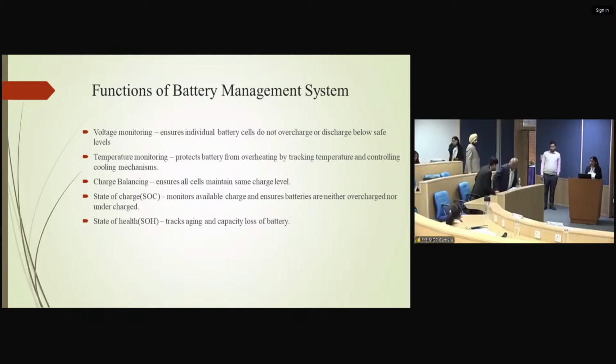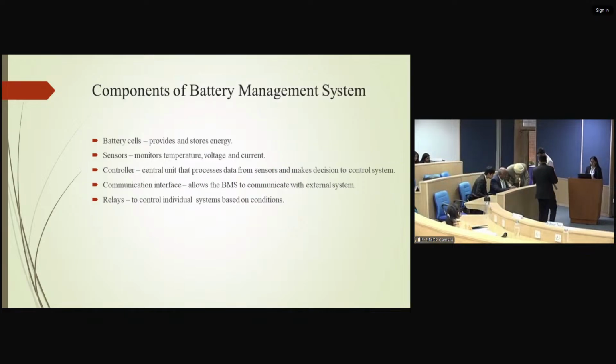So the main functions of the battery management system are voltage monitoring, temperature monitoring, charge balancing, and estimating the states of the battery like SOC and SOH. The main components are battery cells, which provide energy, and then we have the sensors that measure all the parameters of the battery, and then a master controller that controls the functioning of the battery, and then we have a communication interface.